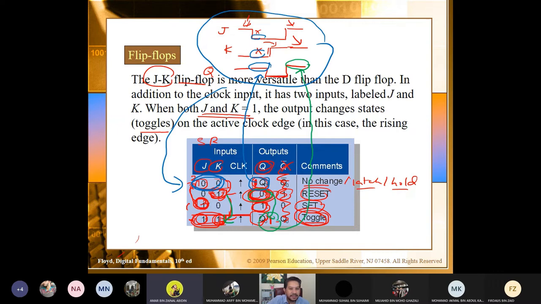So Q and Q bar there follow the current state. If J0, K0, and the current state before J0, K0 is high, that means Q at the next stage is still high. Right, no change. Okay, so this means that no change. No change depends on the previous state.